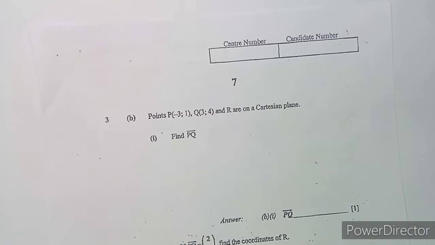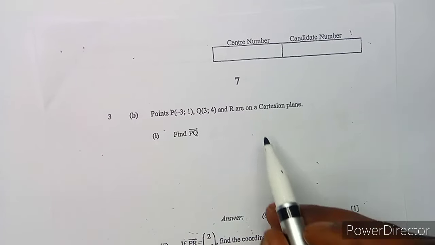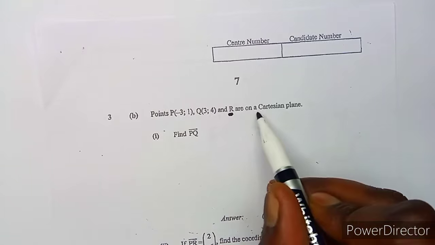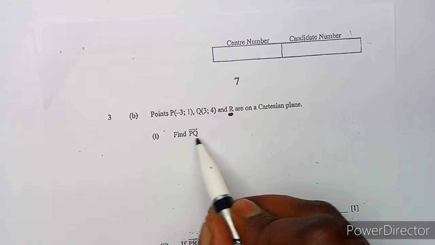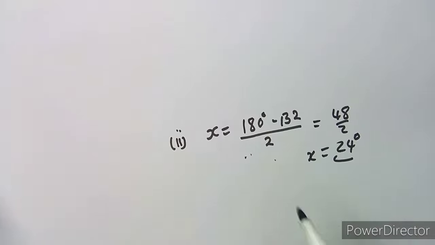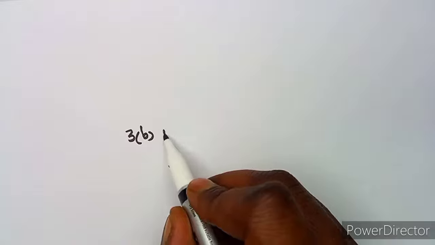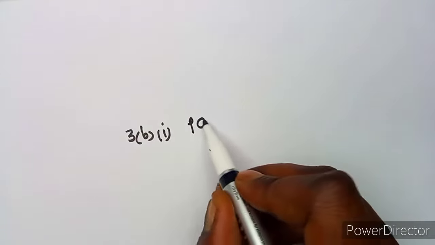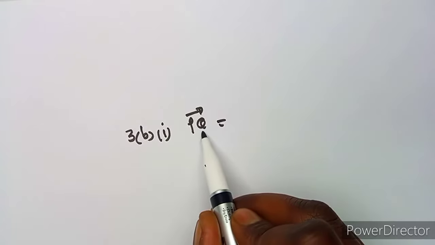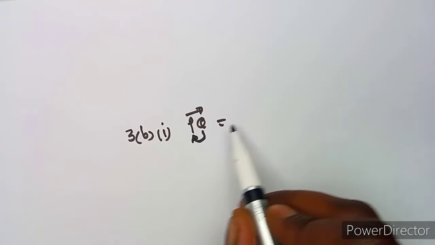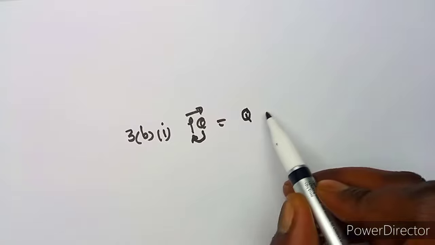All right, this is the B part, where we are given the point P and the point Q, and also another one which is R, which are on the Cartesian plane. Then you're asked to find the vector PQ. So guys, remember I told you that when you are given points on a Cartesian plane, for you to find a vector like vector PQ, it is Q minus P. You're supposed to write it as point Q minus P.